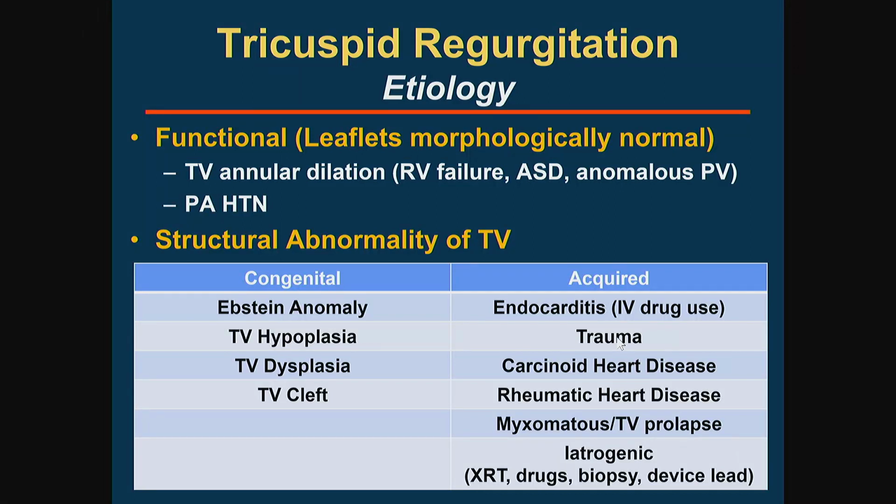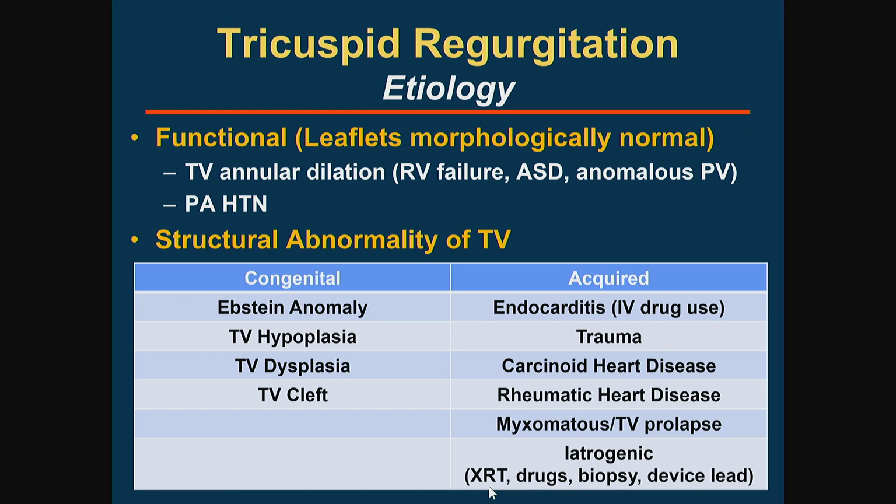Trauma is another potential contributor to structural tricuspid valve disease. Carcinoid heart disease is another specific example that affects both the tricuspid and occasionally the pulmonic valve that we'll come back to. Rheumatic heart disease is increasingly rare in Western communities because of effective treatment of streptococcal infection, but is a contributor to the development of both tricuspid regurgitation and stenosis, as well as some variants of pulmonic valve disease. Myxomatous mitral valve or tricuspid valve degeneration is a cause of tricuspid valve prolapse or flail, and may be seen with or without myxomatous degeneration of other valves. And then there are some iatrogenic causes.